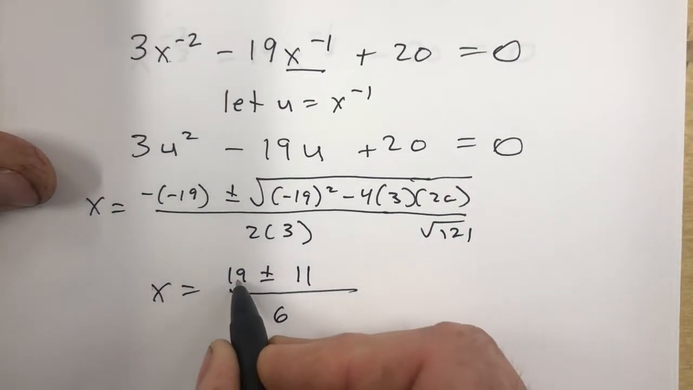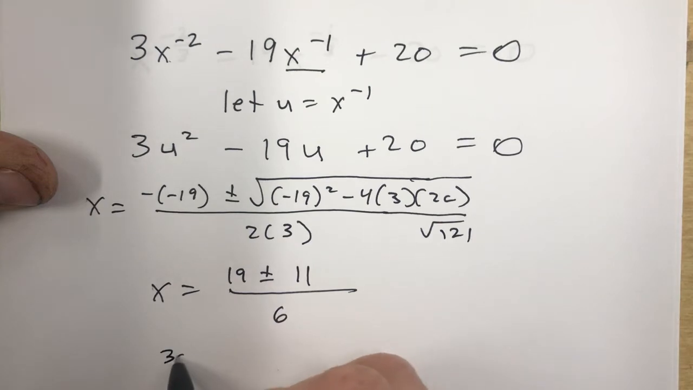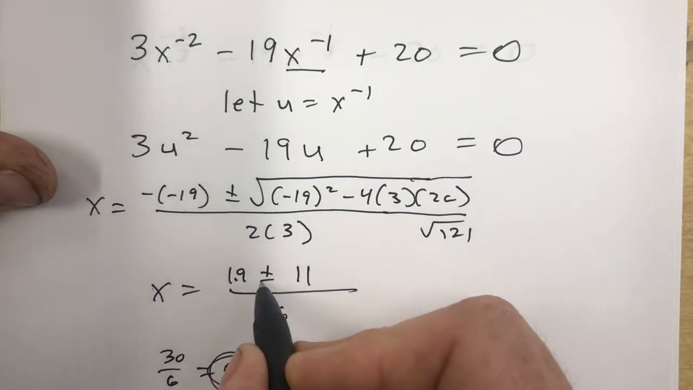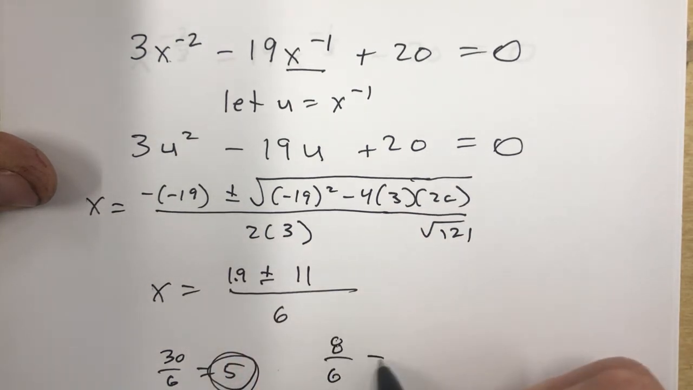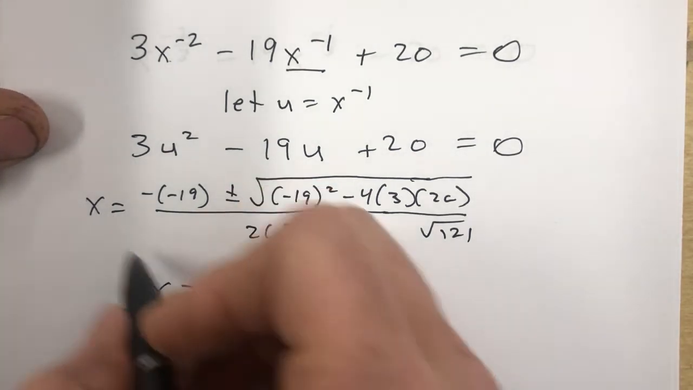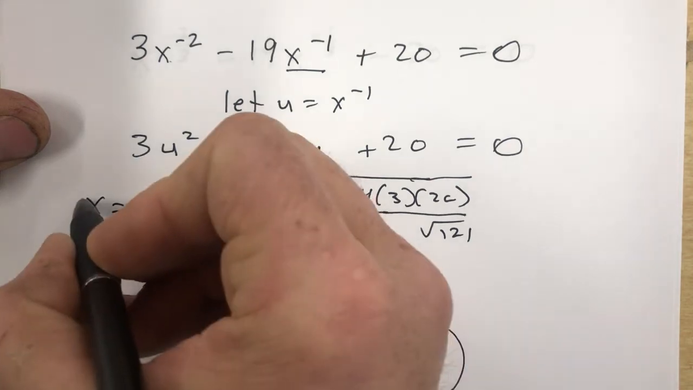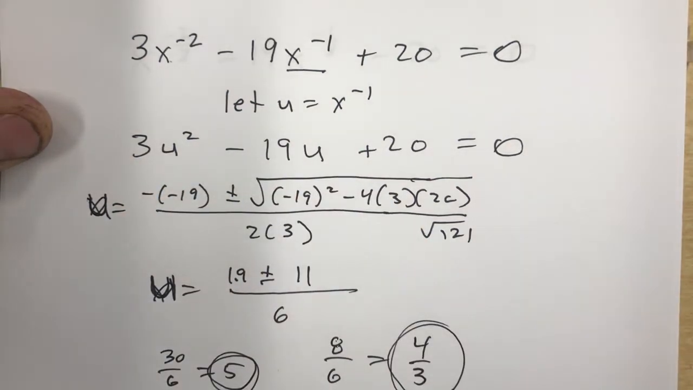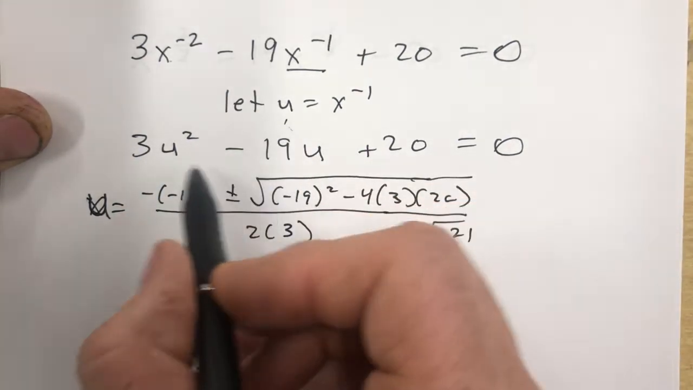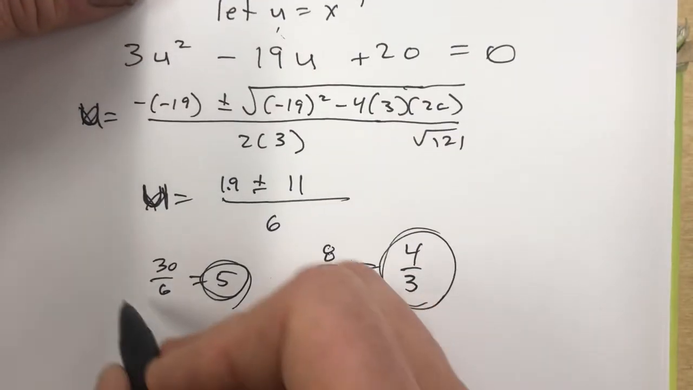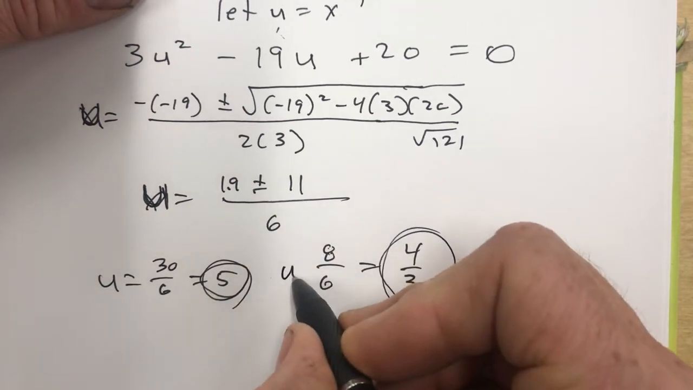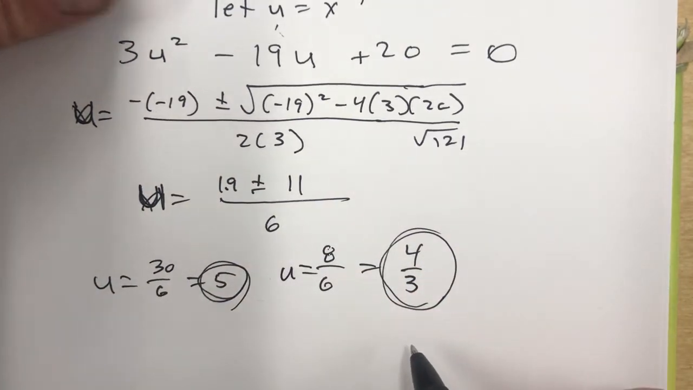Okay, so this is 19 plus 11, which is 30, over 6, which comes out to be 5. And then I got 19 minus 11, which is 8. 8 over 6, which is 4/3. All right, so here's what u equals. Now I put x again, but this should be u. I did it again. It's like instinct or something. But this was supposed to be u here. So these are the values of u. U equals 5. U equals 4/3.